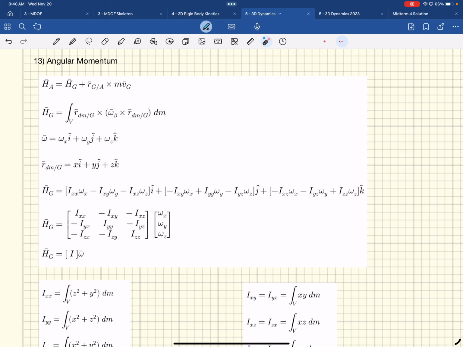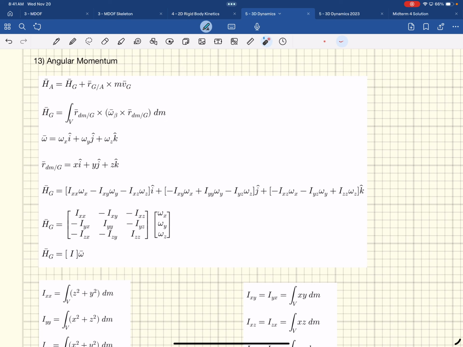So first thing you got to do is talk about angular momentum. This is what we did before. We started out with angular momentum, and based off of that, we were able to transfer over to the moment equation. Angular momentum, again, is going to have two components associated with it. It's going to have the angular momentum about its own mass center and the angular momentum of the mass center about whatever point you're talking about. So that's the total angular momentum. Then what is H_G? Well, H_G is this integral that we have right here.